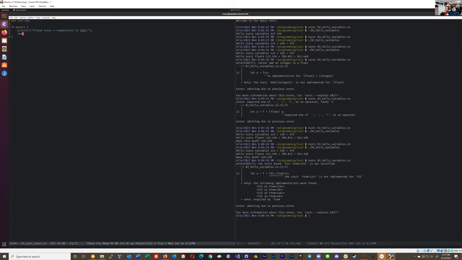So we can do io, because we included it up here. io, and then we can say stdin, which is a function. And we want to read a line off of it. Now, this means we need to store the output of that line somewhere. So we need a string. So this is a couple of new things. We also need it to be mutable.